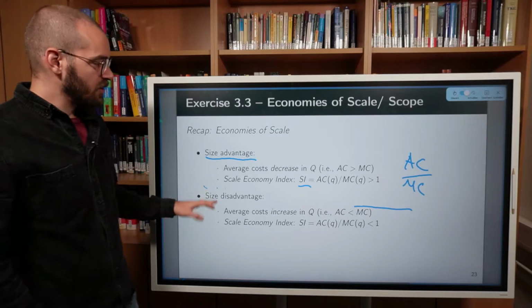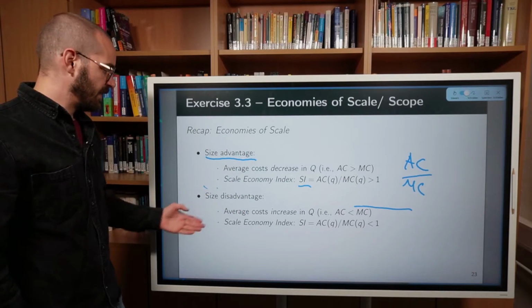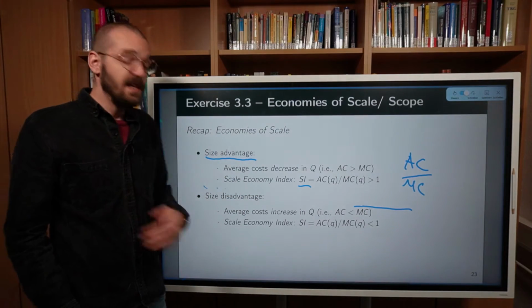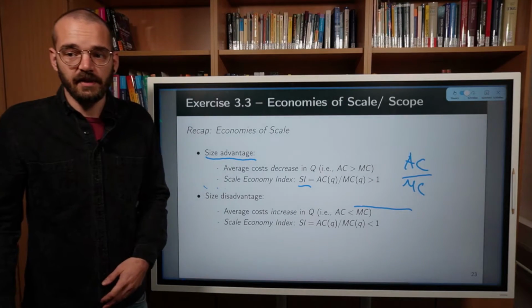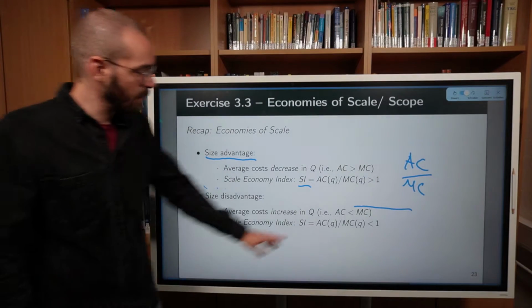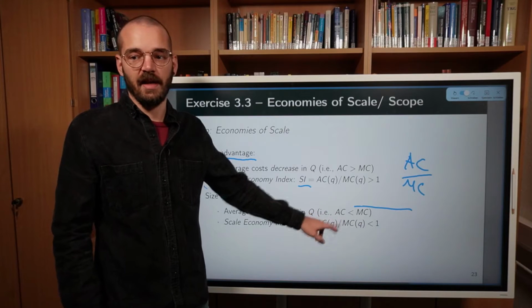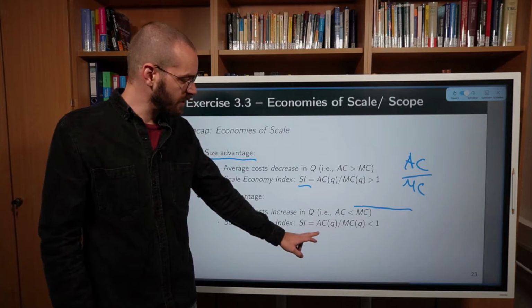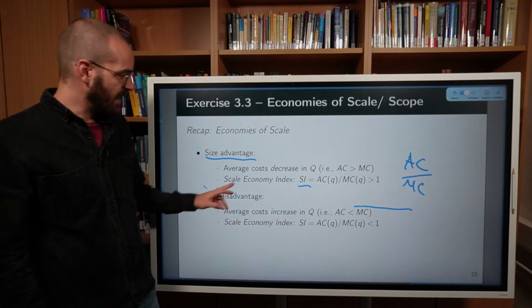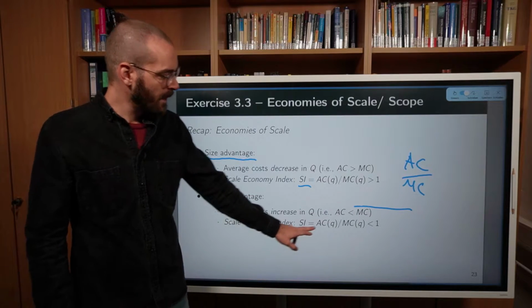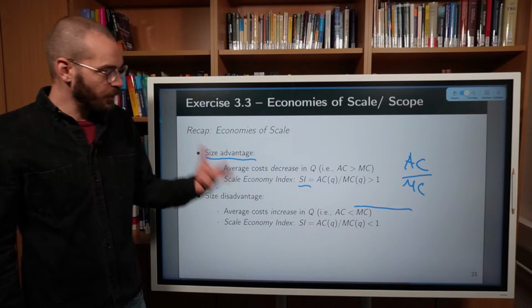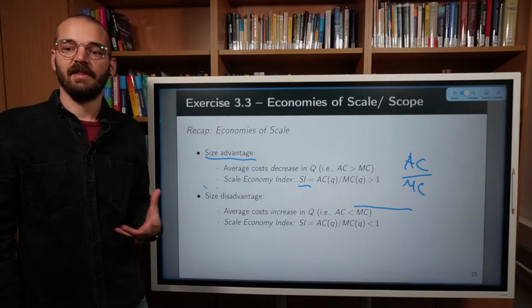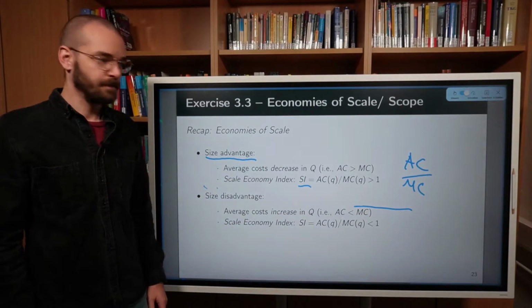Size disadvantage, of course, is the exact opposite, right? So it means that the average costs increase in Q rather than decreasing, which implies that the marginal costs actually are larger than the average costs. And again, looking at the same fraction we discussed earlier, which is called the scale economy index, SI, we would then expect that this fraction takes a value that is smaller than 1.